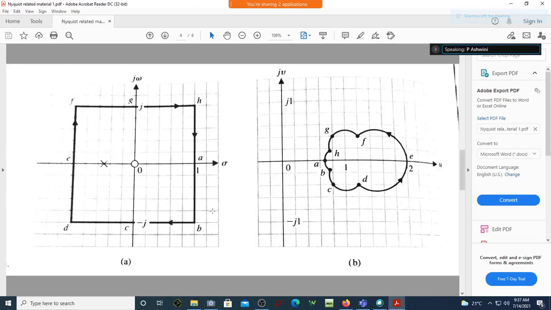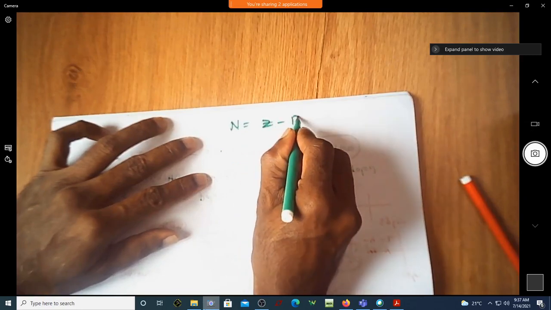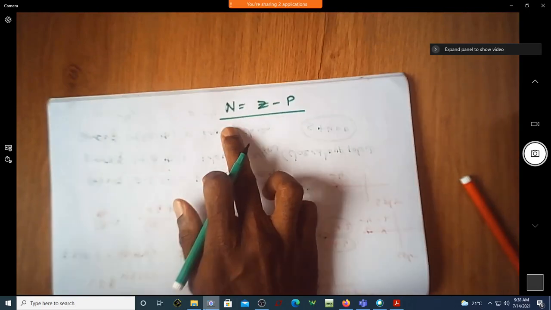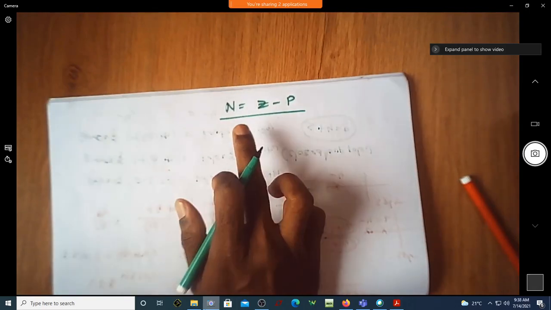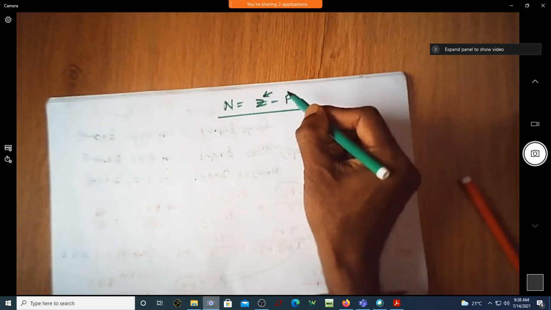See the example now. There is a zero and a pole of f of s enclosed. Both are enclosed. Now, how many times is this encircled? Not at all. Since there is a pole as well as a zero, both enclosed by the contour, the number of encirclements is always z minus p. I will give the definition of encirclement. N, the number of encirclements, is equal to z minus p. What is this N? It is the number of encirclements of the origin in the f of s plane by the contour, which is equal to the number of zeros enclosed minus the number of poles enclosed by the contour in the S plane.